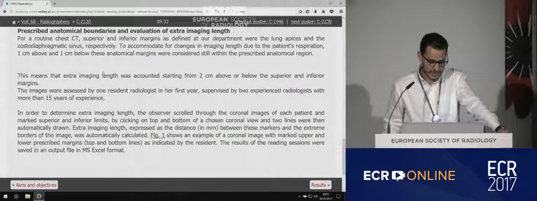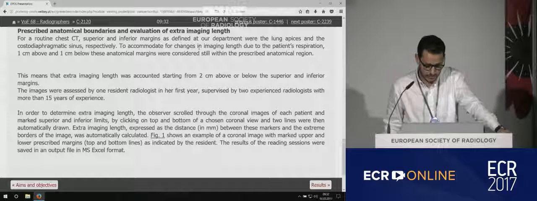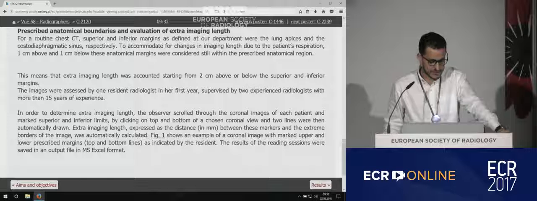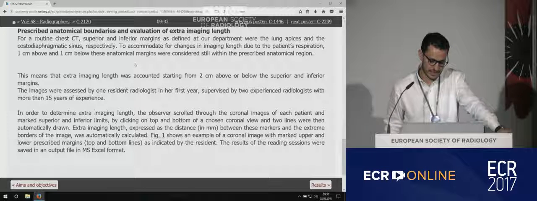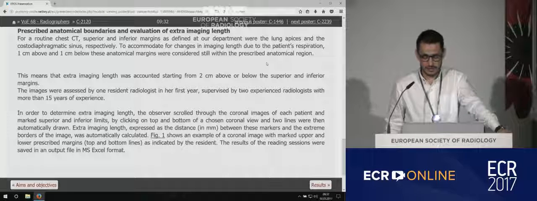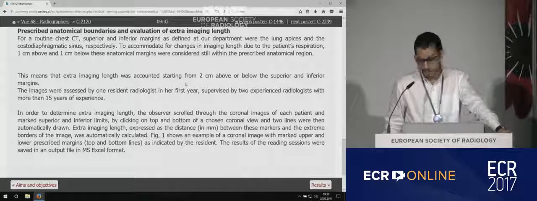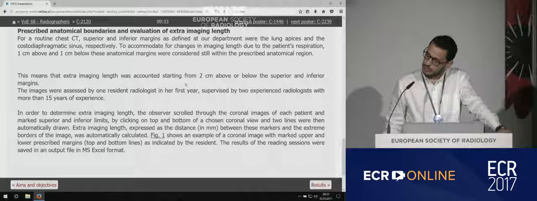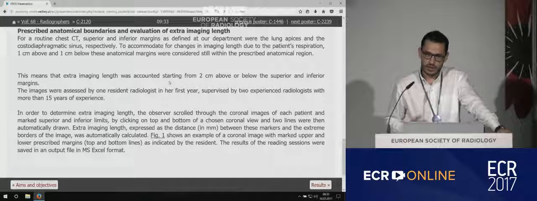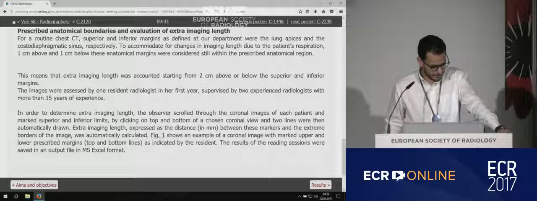So for routine chest CT, superior and inferior margins, as defined at our department, were the lung apices and the costodiaphragmatic sinus, respectively, to accommodate for changes in imaging length due to patient's respiration. 1 centimeter above and below these anatomical margins was considered still within the prescribed anatomical regions. This is because we have to account for patient breathing. When we acquire the topogram, for example, patients breathe in, but when we do the exam, they do not exactly breathe the same way. It has some variation. So we need to give a margin of error to estimate what we acquire more.